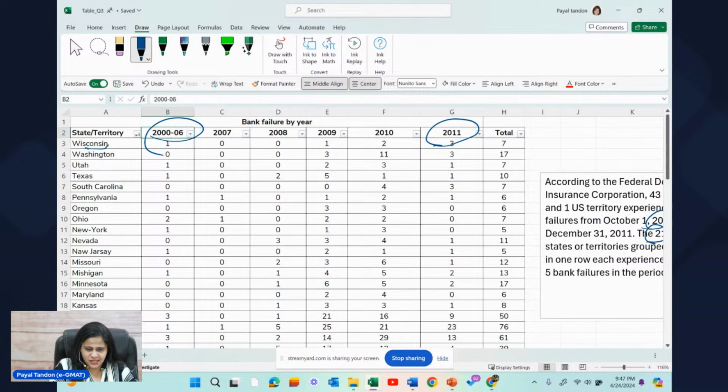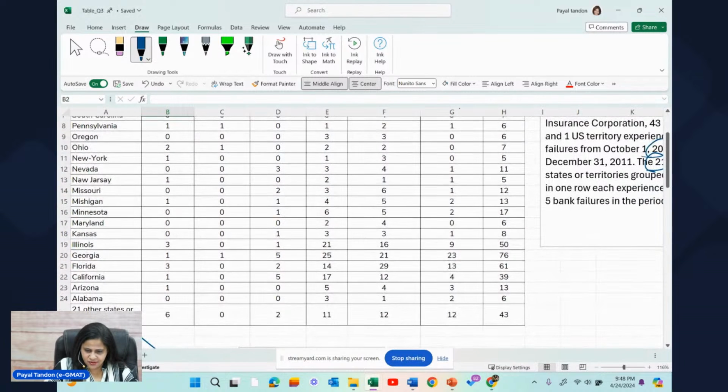And we have these states over here. There was 1 bank failure, none in 2007 and 2008 in Wisconsin, and then a handful over here. And then in 2011 there were 3 total. There were 7. Okay. Now, likewise in Kansas we had really about 8 over here.